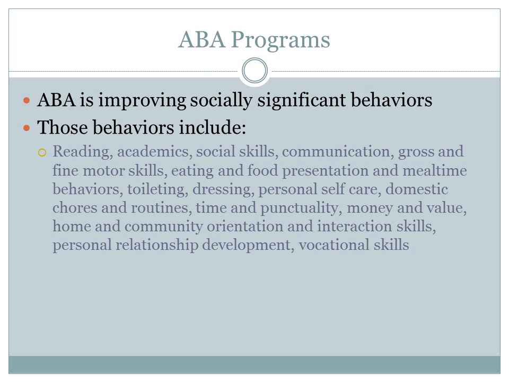So we can be working on things like reading, academics, social skills, communication, gross and fine motor skills, eating and food presentation and mealtime behaviors, toileting, dressing, personal self-care, domestic chores and routines, time and punctuality, money and value, home and community orientation and interaction skills, personal relationship development, and vocational skills. These are just a few, but as you can see, there are a variety of different skills that can be taught, and they're not limited to somebody with a disorder. You can teach vocational skills to an adult that's trying to get a job.